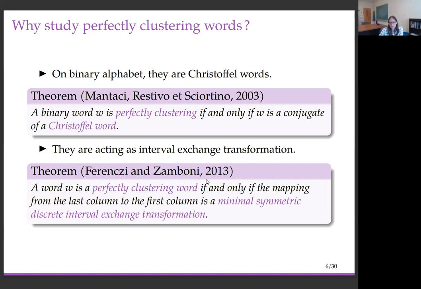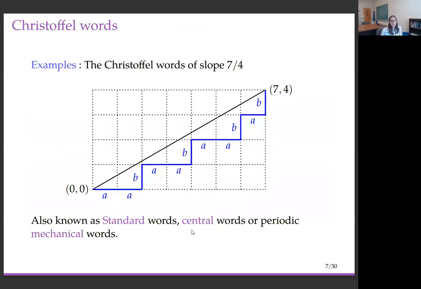It was shown by Ferenczi and Zamboni in 2013 that if W is perfectly clustering, then the mapping from the last column to the first column is a minimal symmetric discrete interval exchange transformation. We won't use it much, but I just want to recall what a Christoffel word is, so anyone can know why they are important.